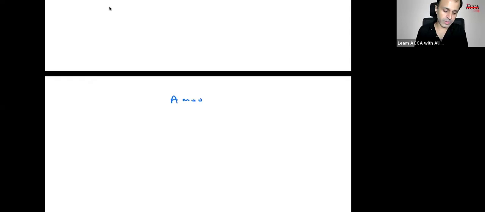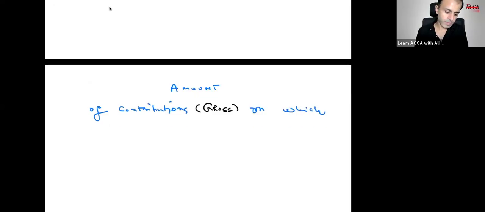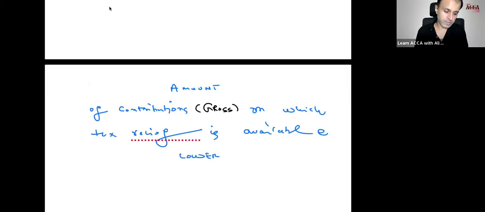The first thing that we should be knowing is the amount on which the tax relief will be applied. The amount of gross contributions on which the tax relief is available, we will have to take the lower of two things.